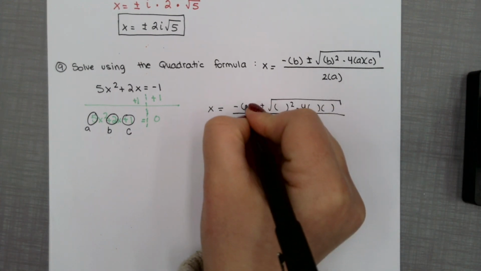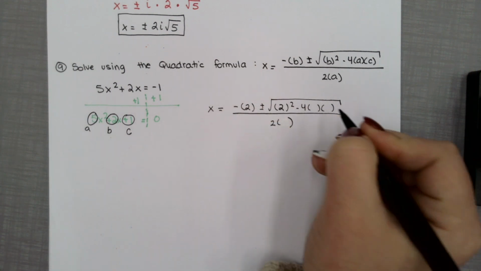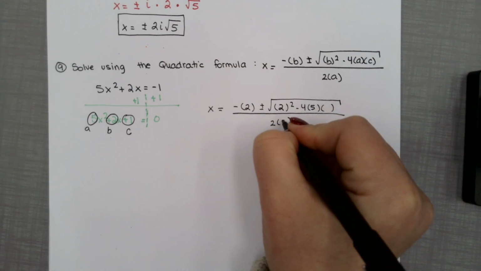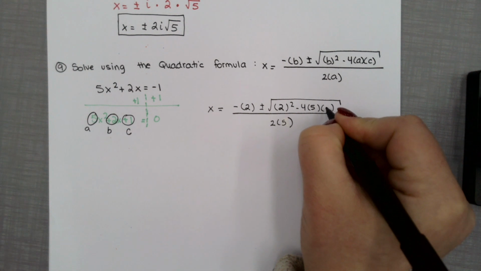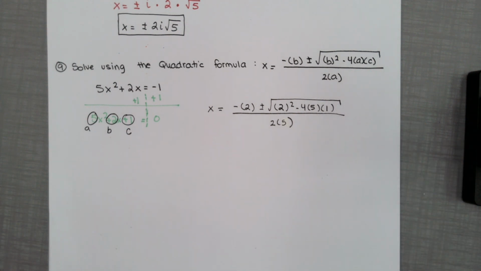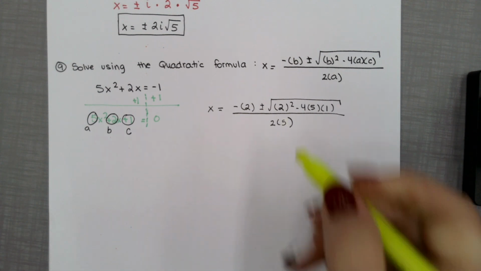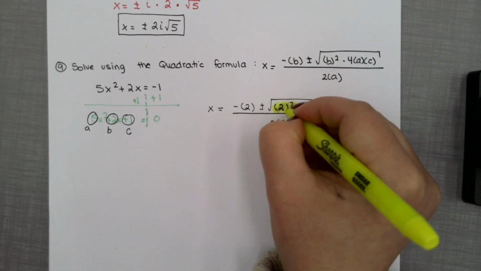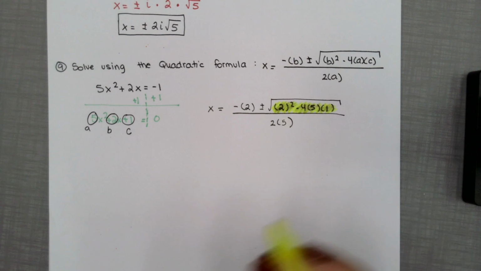So b was a positive 2, a was a positive 5, and c was 1. Whenever you're using the quadratic formula to solve, you're going to first identify the discriminant. The discriminant tells you how many real solutions you have. You can have 2 reals, you can have 1 real, or you can have no real solutions. If you have a negative in the radical, that means no real solutions.